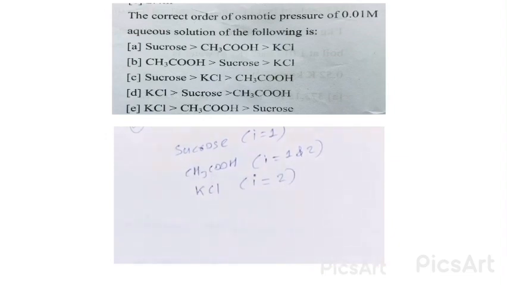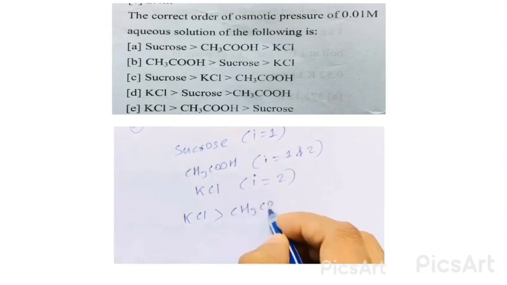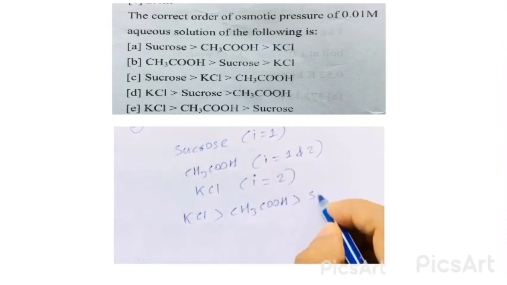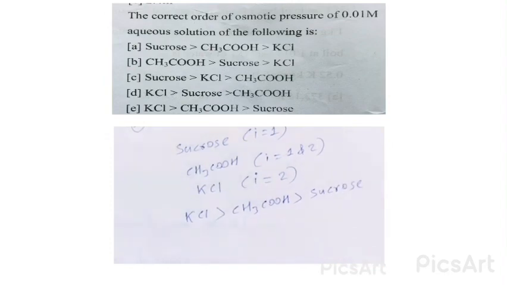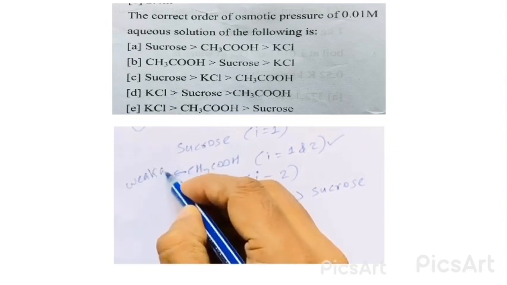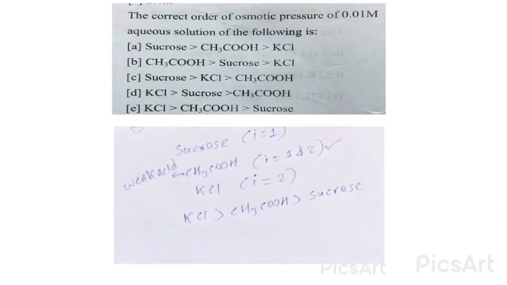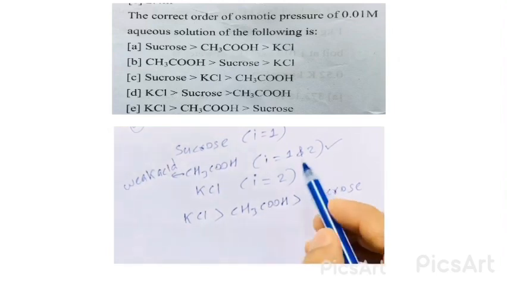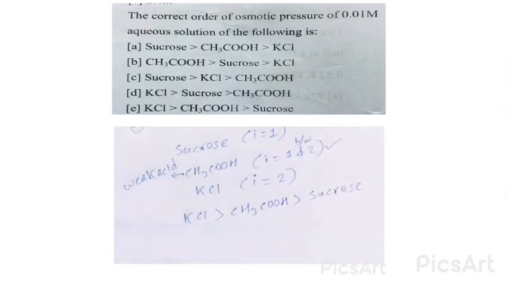So the highest concentration of particles will be for KCl, then CH3COOH, then sucrose. The same order will hold for osmotic pressure because osmotic pressure is a colligative property. In this question we have to focus on the point about CH3COOH. CH3COOH is a weak acid, so it undergoes only partial dissociation. So its i factor will be between 1 and 2.